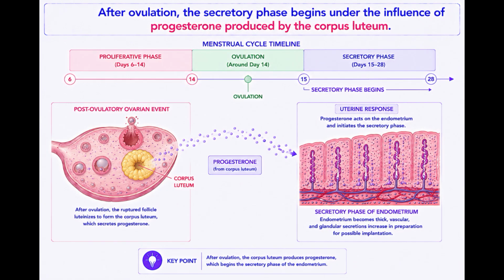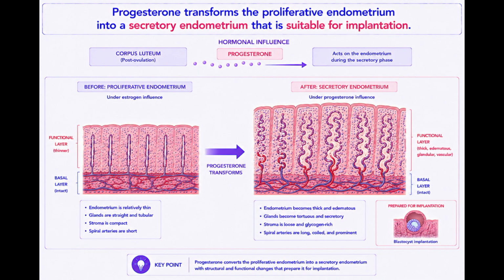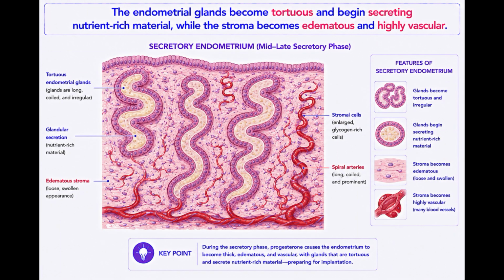After ovulation, the secretory phase begins under the influence of progesterone produced by the corpus luteum. Progesterone transforms the proliferative endometrium into a secretory endometrium that is suitable for implantation. The endometrial glands become tortuous and begin secreting nutrient-rich material, while the stroma becomes edematous and highly vascular.